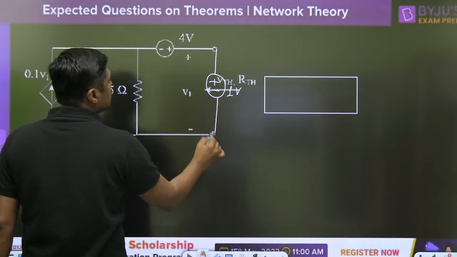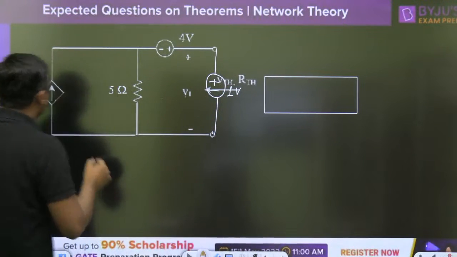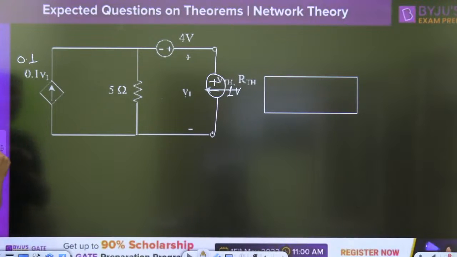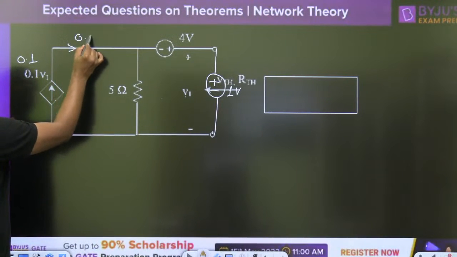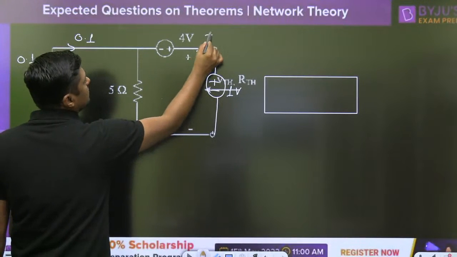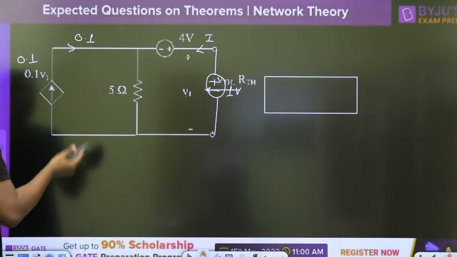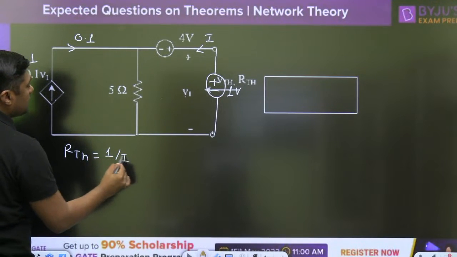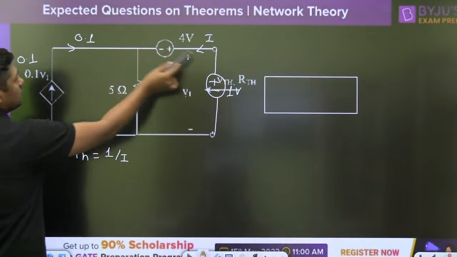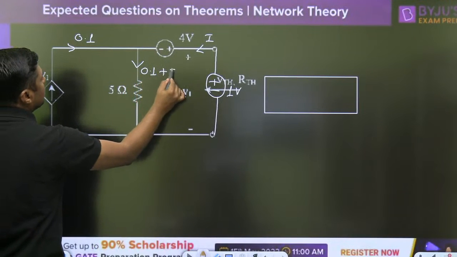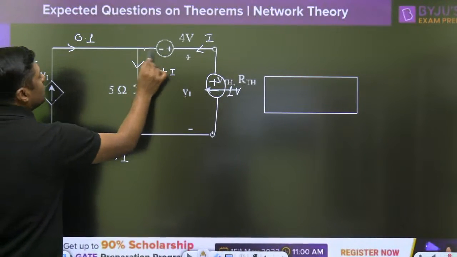An external 1 volt battery is connected here, V1 will become 1 volt, and that's why it will become 0.1, because V1 is 1 volt. Same current 0.1 here, right? Let this be the I here, because we have to find the RTH, that is nothing but 1 by I. 0.1 plus I, that is what the current will be. Write down the KVL. You have to make it 0.